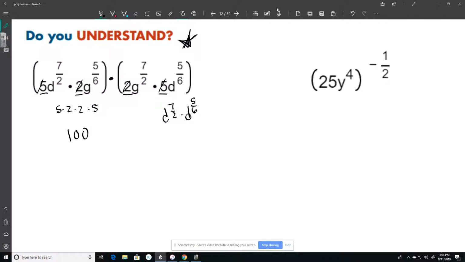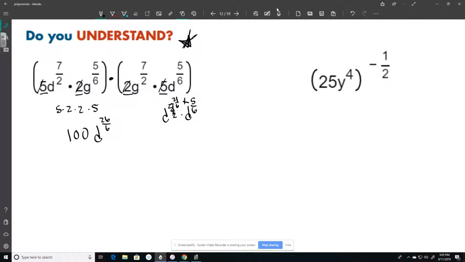To add fractions, I need common denominators. So let's change this instead of 7/2. Let's change that to 21 over 6. Now I can add these together. So that's D to the 21 plus 5. So that's D to the 26 over 6.